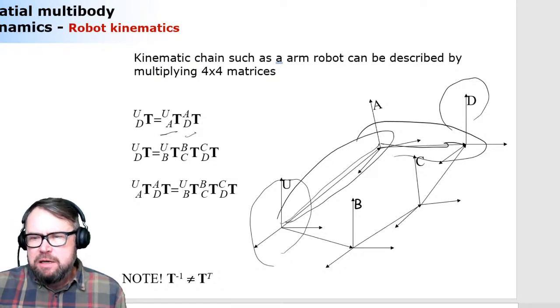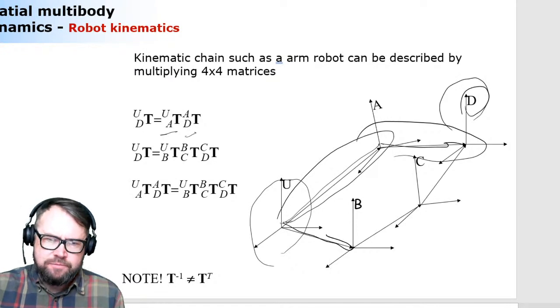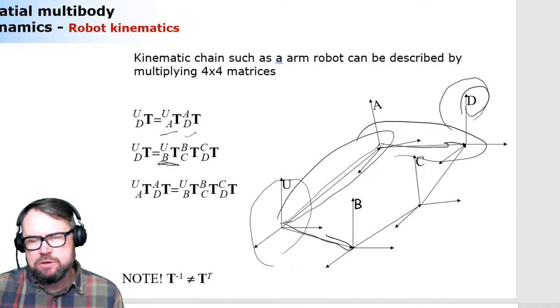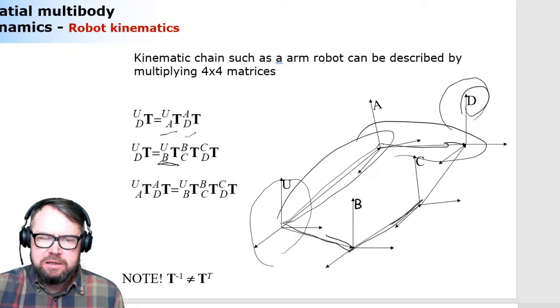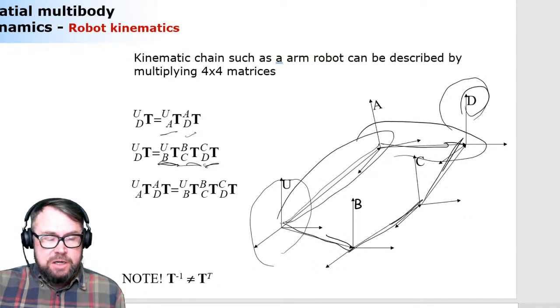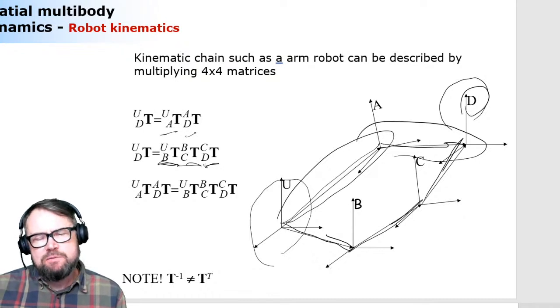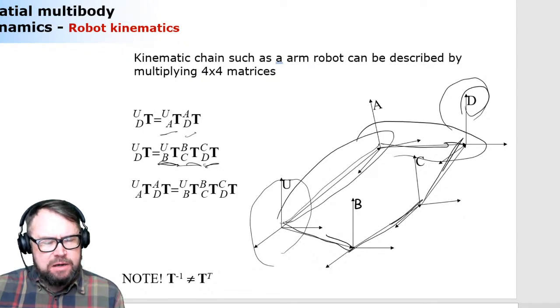You see that you can reach this D coordinate system another way too. You can travel here from U to B, which is a 4x4 matrix representation, B to C, another 4x4, and C to D. So that's how it goes. Let's make this a bit more practical, a bit more useful. And this is where we're going to start looking at the method called the Denavit-Hartenberg method.